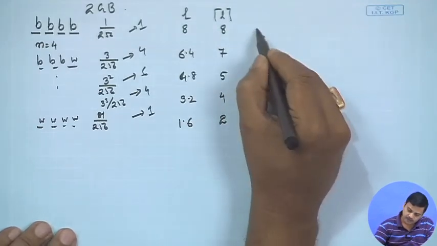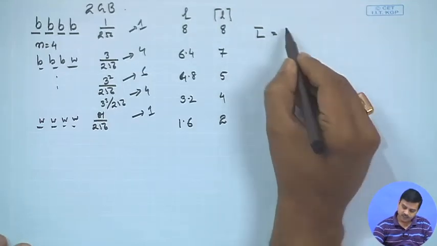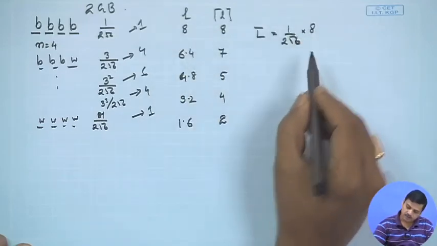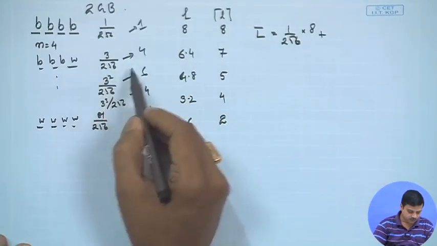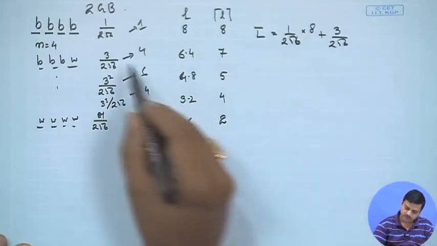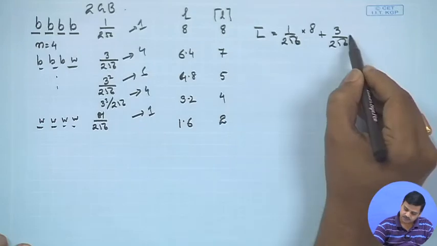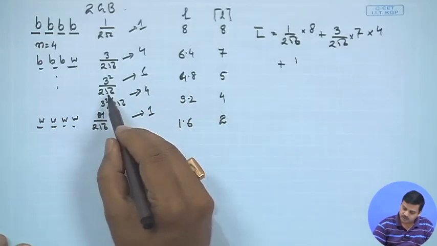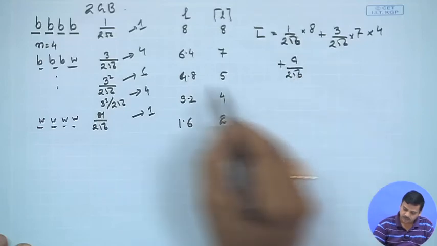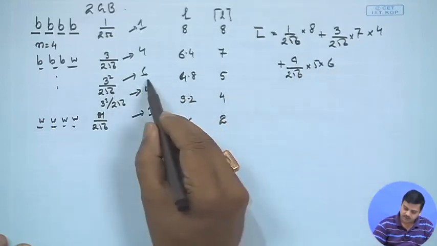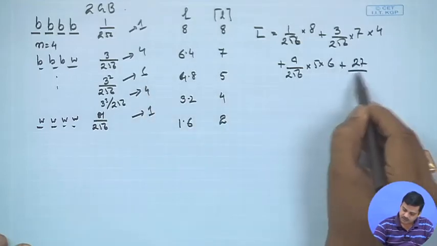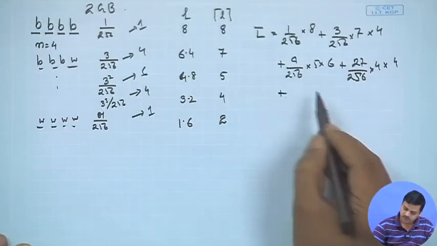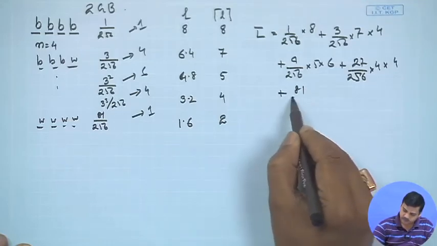So now if you calculate L bar, in this case you are going to get L bar as 1 upon 256 and you are going to get 8 bits, right, plus you are going to take this next number. So this will be 3 upon 256, that is the probability, and in this case you are going to get 7 bits and there will be 4 such numbers, right. So next we take this one. So this is 9 upon 256 is the probability, 5 bits is the length, 6 such numbers plus 27 by 256 multiplied by 4 bits multiplied by 4 possibilities plus 1 plus 81 upon 256.